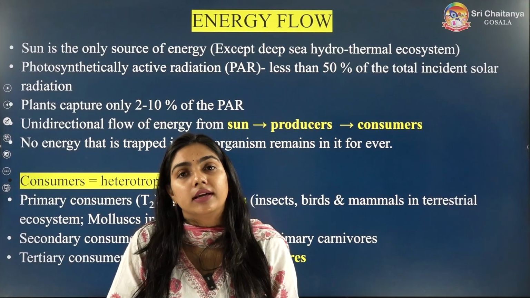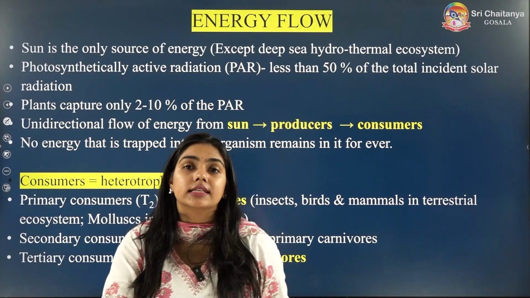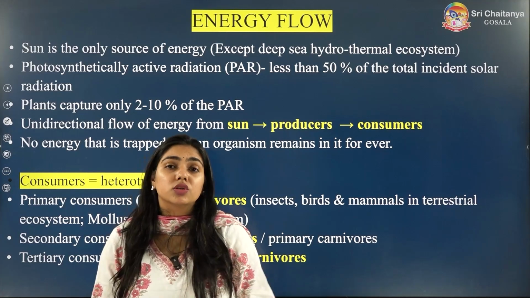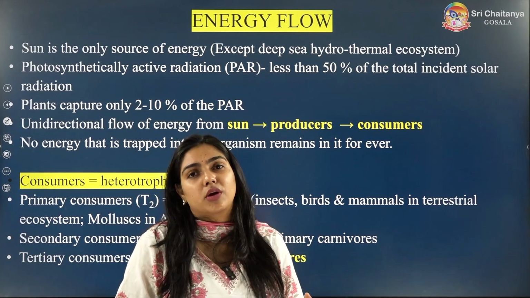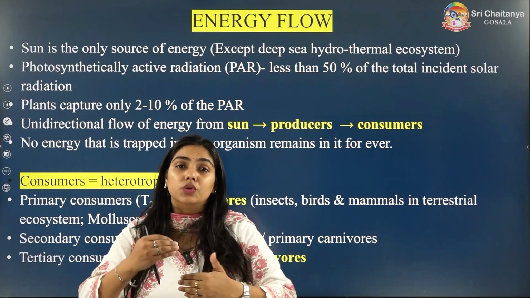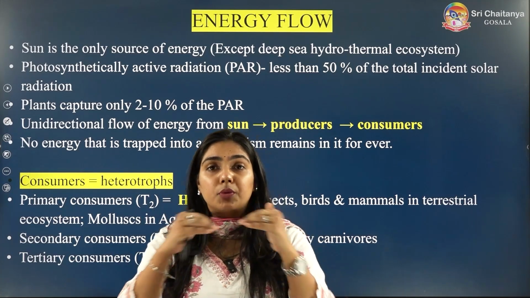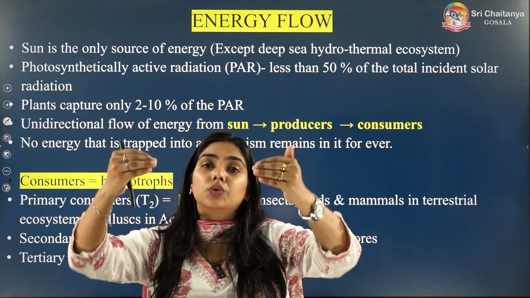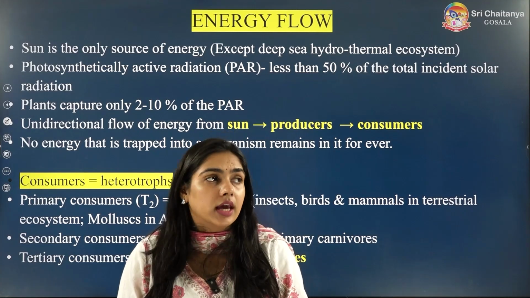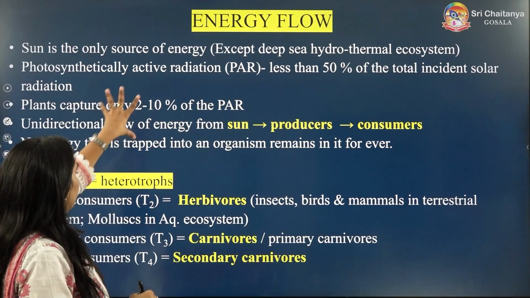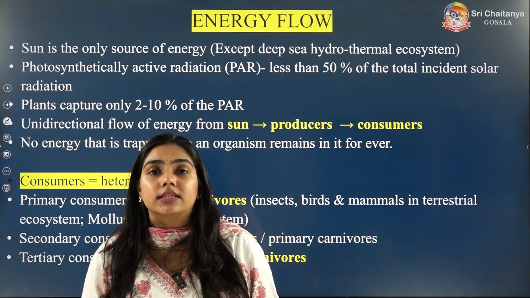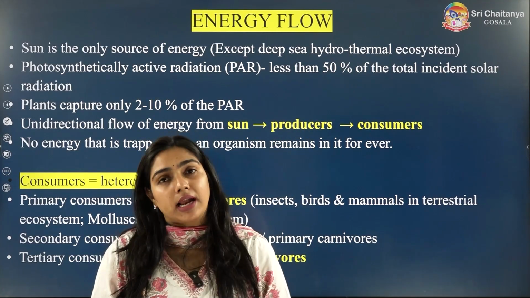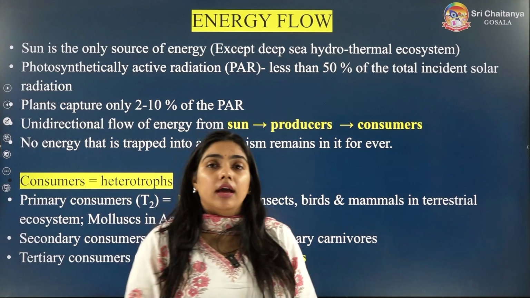The next component, the third component we are going to discuss is energy flow. So this is going to be very, very easy. You can easily understand the process of energy flow since you know already that from the producers, the energy will go to the consumers. So this is going to be very, very easy. But first of all, how much energy is coming from the sun is utilized by the plants.